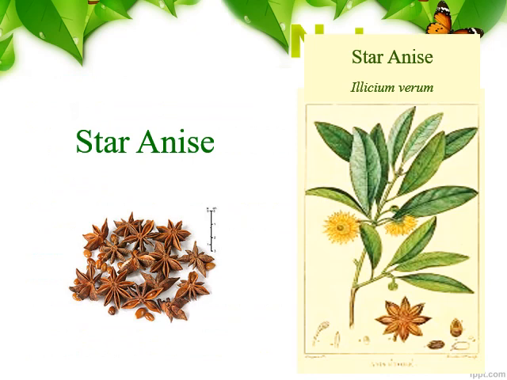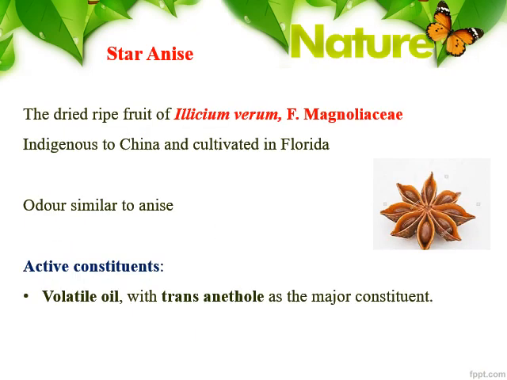An allied drug of anise, or another fruit with a similar name to anise, is star anise. Star anise has a star-like shape. It has the same characteristic odor of anise. It is a non-umbelliferous fruit obtained from the dried ripe fruits of Illicium verum, family Magnoliaceae. It is indigenous to China and cultivated in Florida. Sometimes it is called Chinese star anise.